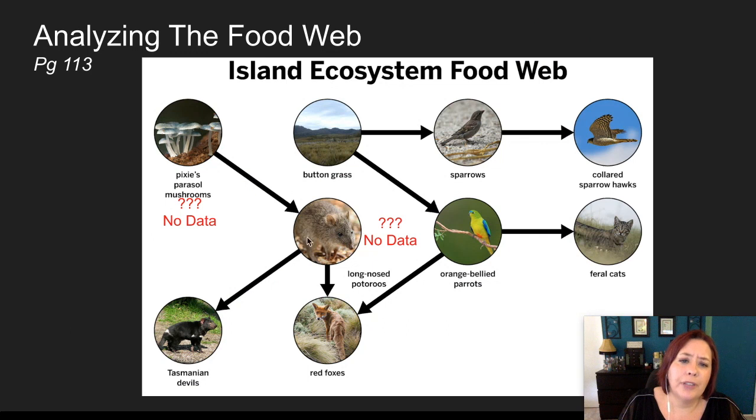Interesting fact about the long-nosed podoros. When I was looking at this, I thought this was a mouse. And come to find out, it's not a mouse. It's actually a marsupial. And if you don't believe me, take a look at this video really quick, and you'll see it hops like a kangaroo, which you can't even tell from the picture. So go ahead, take a look at this video, and then we'll come back and sort through some more evidence.